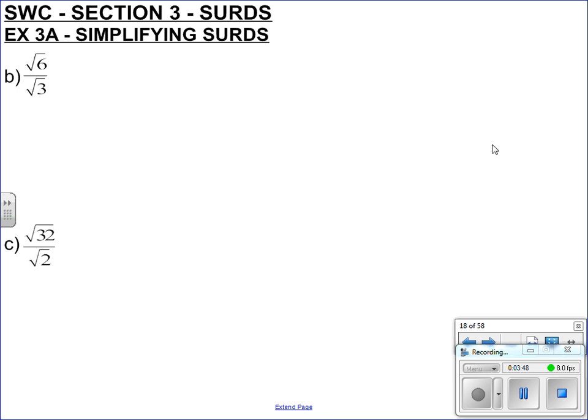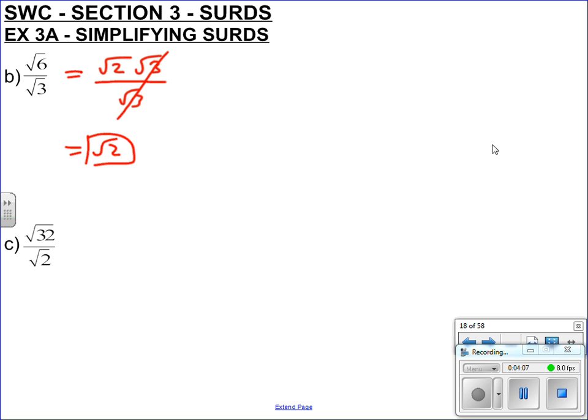Okay, root 6 over root 3, how do we deal with that? Again, if we see 6 as the multiple root 2 and root 3, all over root 3, we can see that root 3 over root 3 cancels, and you're just left with root 2.